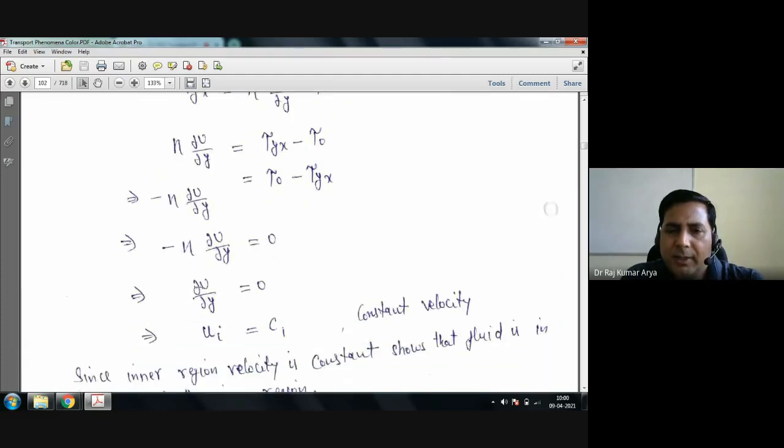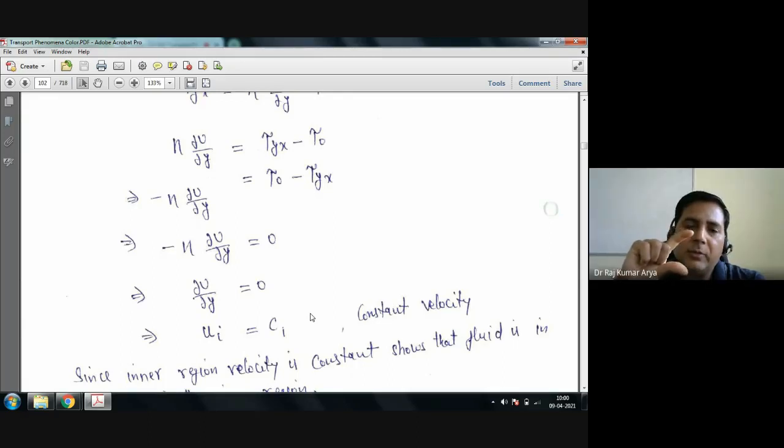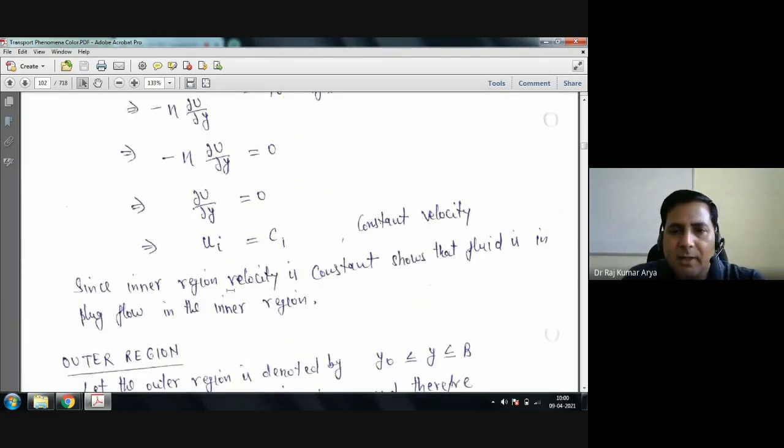Now, finally, from here you will get del u upon del y equal to 0. So for u, I just integrate that, and you will get a constant C1. It means up to some particular value of y, your velocity would remain constant, so that this derivative remains 0. Fine? And that region is called the inner plug flow region. In this region the velocity is not changing, so you will have a flat velocity profile. This is the condition for the inner plug flow part.